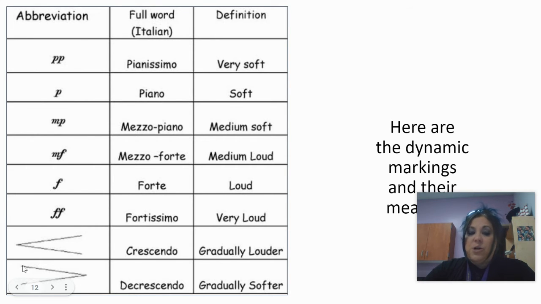The opposite, decrescendo, it starts big, it gets small. We start loud and then we're gradually getting softer. Those are most of the dynamic markings that you might see in our music.